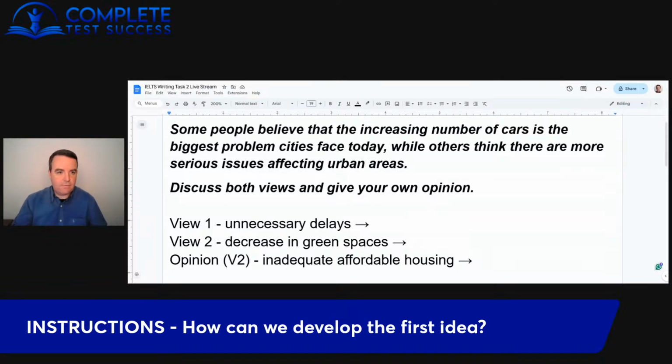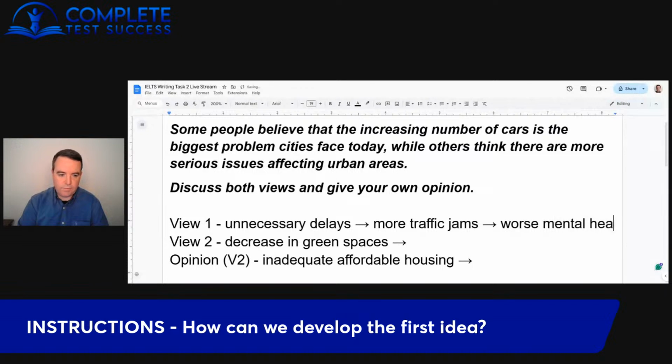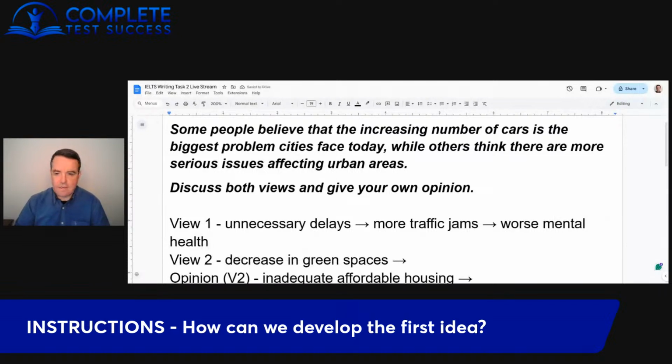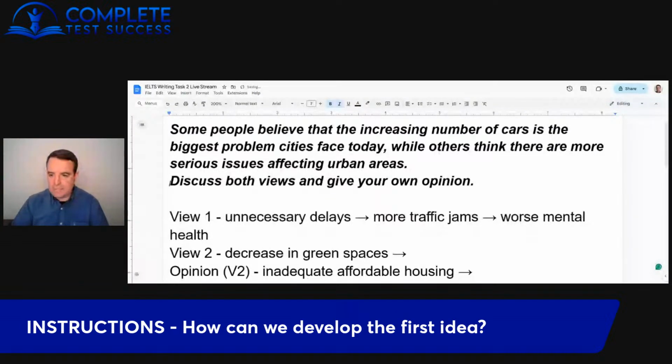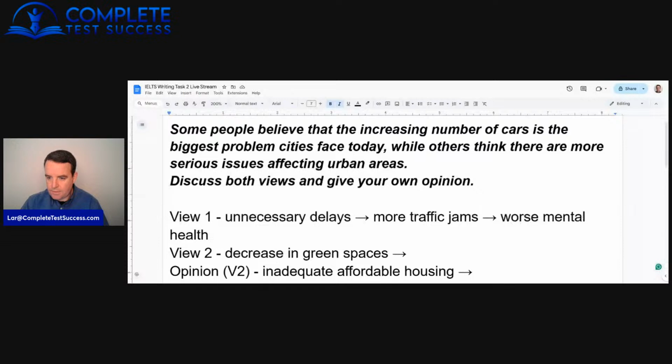Okay, I'm not getting anything there from anyone, so let me just jump in. I would say, like, more traffic jams, and then let's say something like worse mental health. So that would be the result. People have to spend more time in their cars and in traffic and stuff like that. Okay. So let's move on to the second idea. What we need next is, how can we develop the second idea? Okay.